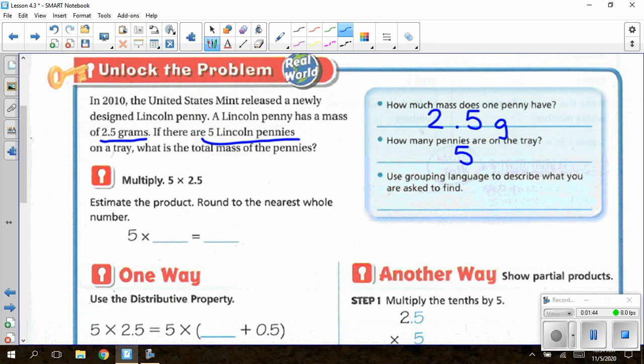And use grouping language to describe what you are asked to find. So when they are asking us to use grouping language, that means we have 5 groups of 2 5/10 grams.